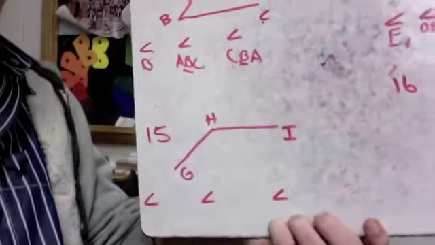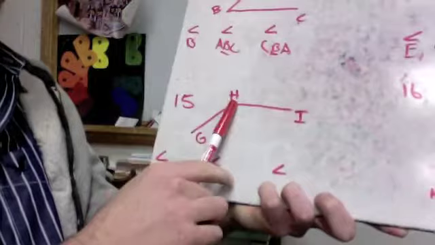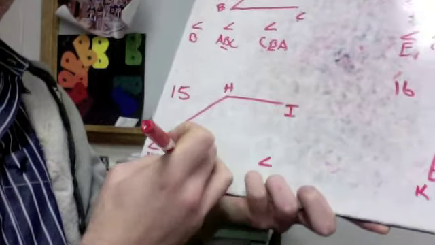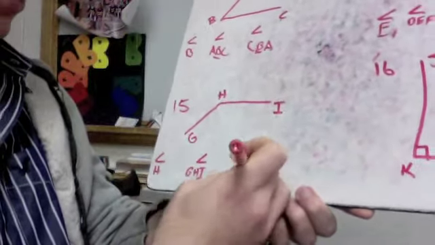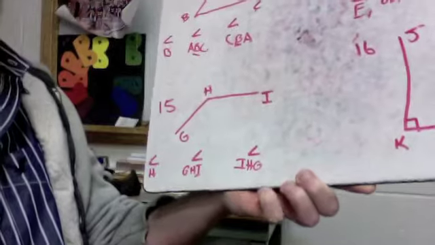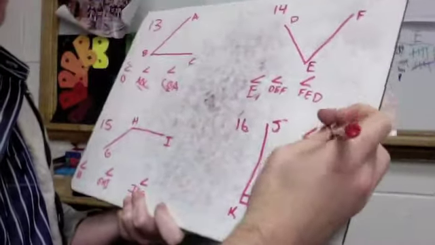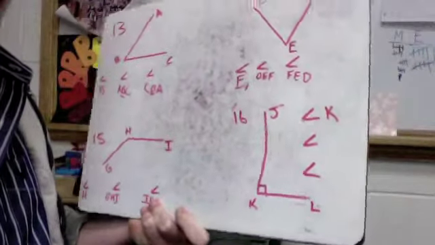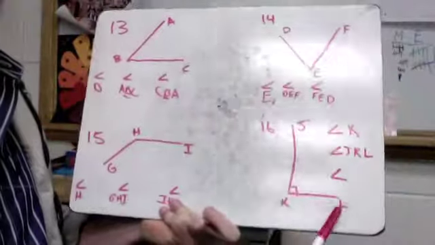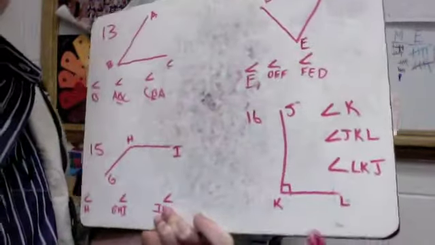15, we've got an obtuse angle. We could go just angle H, because that's the vertex. We could go GHI, or we could go IHG. Last one with our right angle, we could just simply go angle K. I could go JKL, or I could go LKJ. We could go backwards, LKJ.